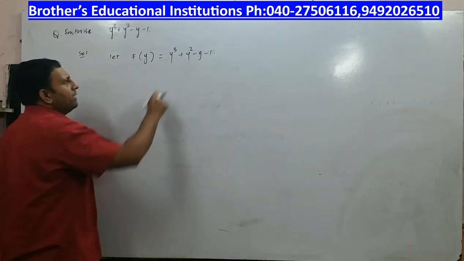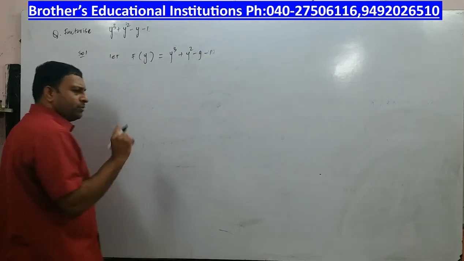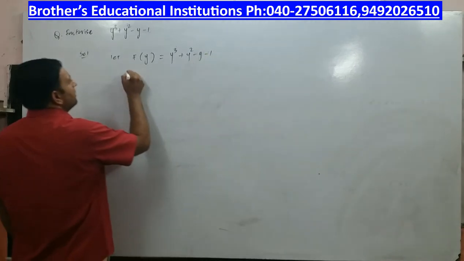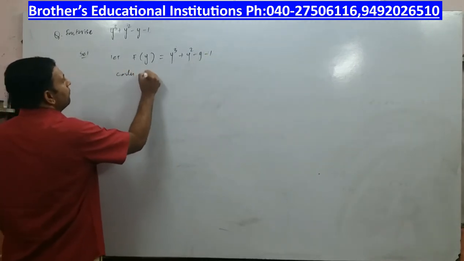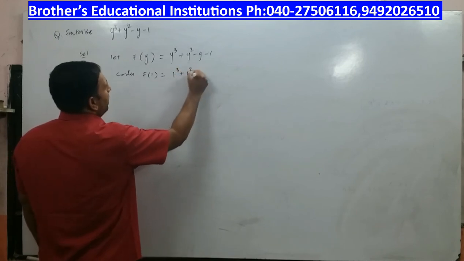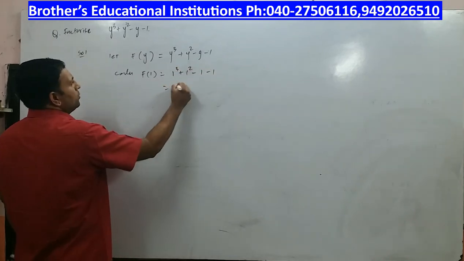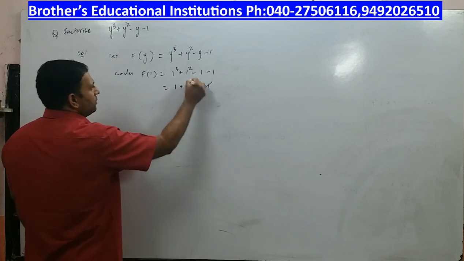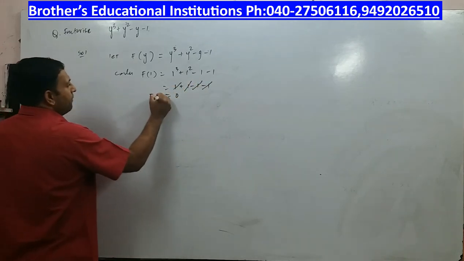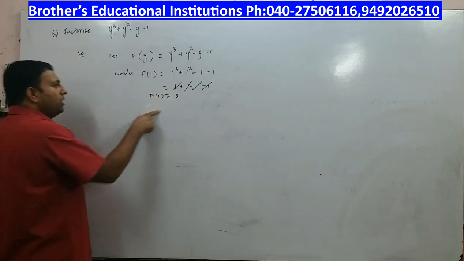I can sense something, there is a minus sign involved. So by substituting a positive value of y, I can get 0. Is it not? So I will say consider f of 1. When I write f of 1, it is 1 cube plus 1 square minus 1 minus 1. So it is 1 plus 1 minus 1 minus 1. Minus 1 plus 1, minus 1 plus 1 cancel, answer is 0.